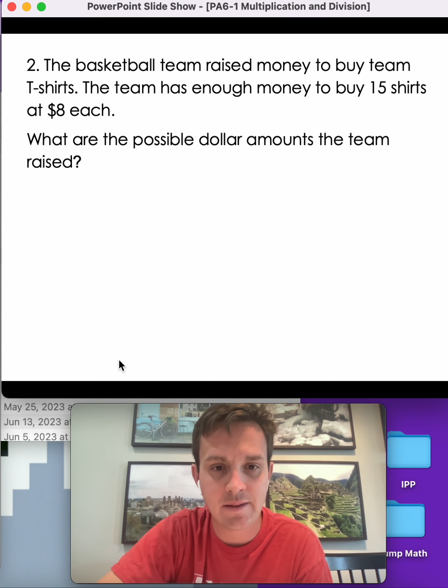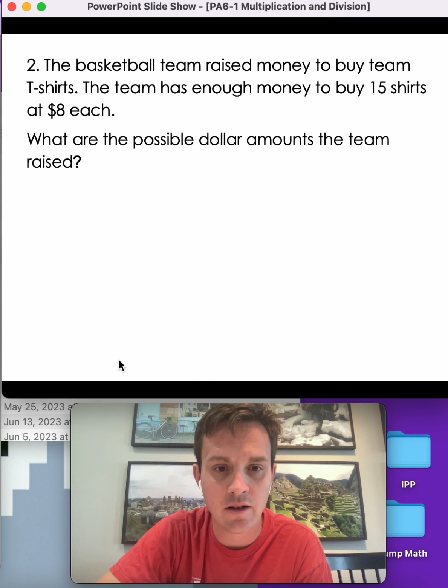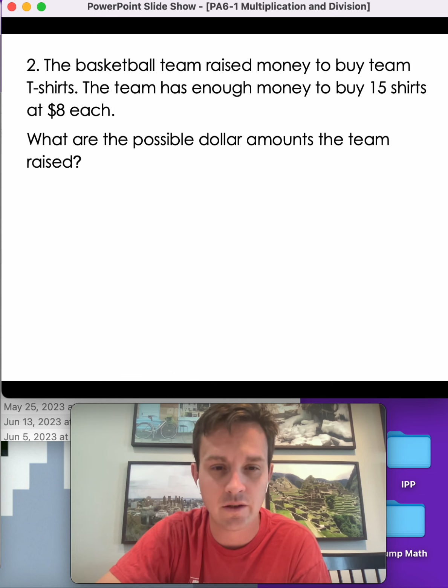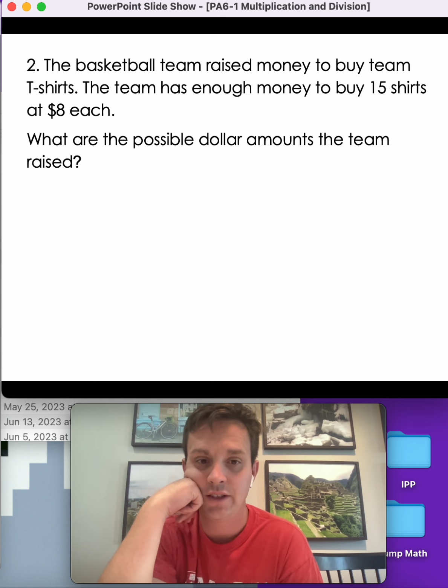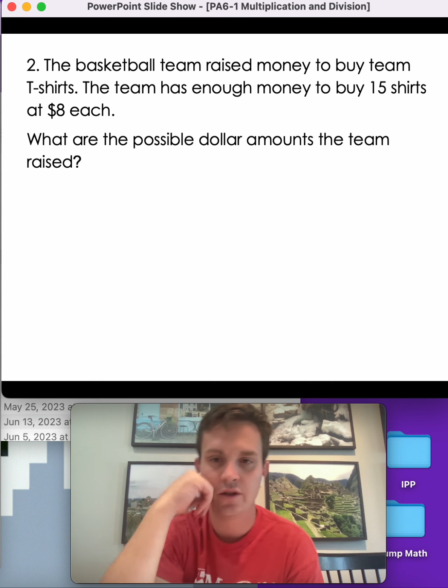Number 2, the basketball team has raised $120, 121, 122, 123, 124, 125, 126, or $127 because they need at least $15 times 8 to buy 15 shirts. And 16 times 8 would be enough for 16 shirts.